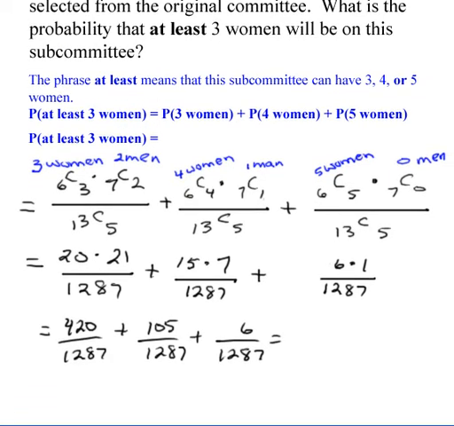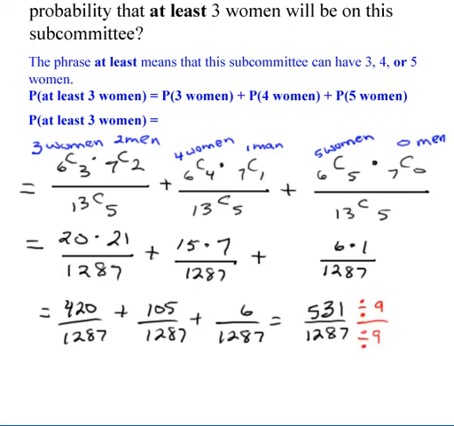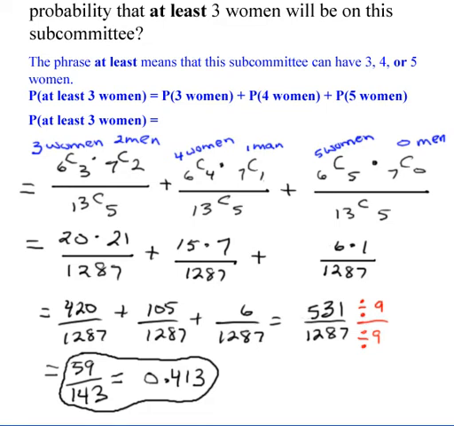Since we have the same denominator, we're going to be adding in just a moment, but first we need to multiply our numerators. So in the 3 women case, 20 times 21 is 420. In the 4 women case, 15 times 7 is 105. And in the 5 women case, 6 times 1 is 6. Denominators are all the same, so keep it. Add the numerators, which gives us 531 out of 1,287. Now, let's reduce both the numerator and denominator by 9. That gives us a 59 out of 143 chance, or 0.413, or if you like percents, 41.3% chance that at least 3 women will be on this subcommittee.